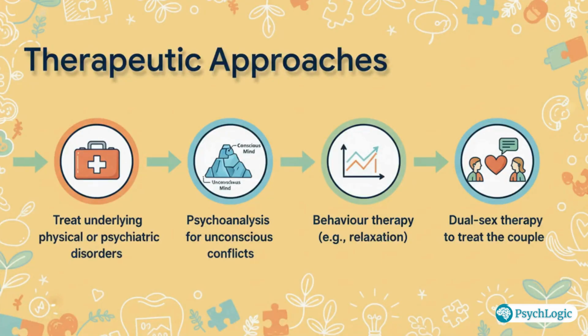Okay, so once you've ruled out physical causes, a whole bunch of therapeutic doors open up. The textbook mentions several different routes you can take. You could treat an underlying issue, like an anxiety disorder, or you could use specific psychotherapies. For example, psychoanalysis tries to get at deeper unconscious conflicts. On the other hand, you've got something like behavior therapy, which is much more practical, using techniques like relaxation. Then there's dual sex therapy, the famous Masters and Johnson's technique, which treats the couple together. But no matter which path you take, the goal is always the same: reduce that distress and improve function.